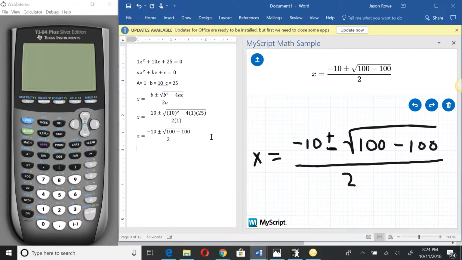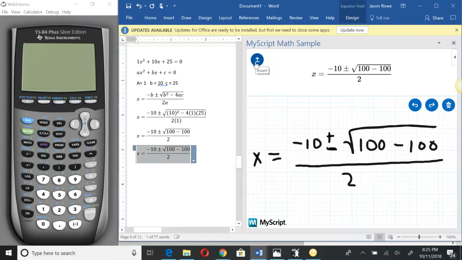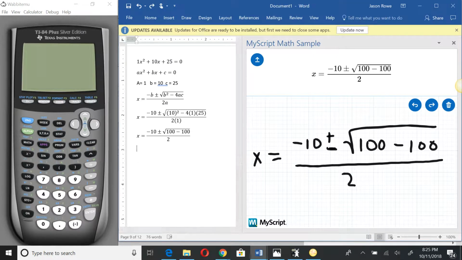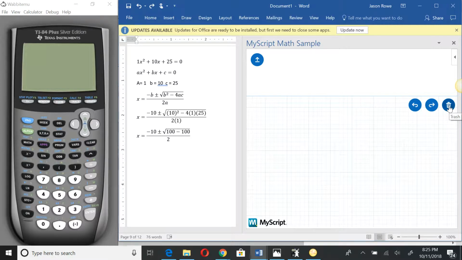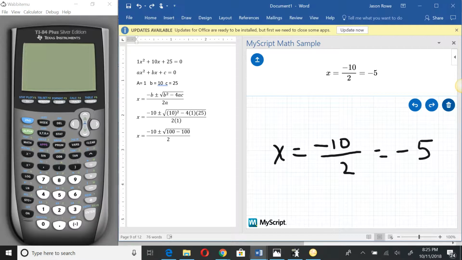And so what happens in the radical? We got 100 minus 100, which is 0. So that's going to end up giving us x equals the opposite of 10. And then 0 just goes away, divided by 2. So that means this one has one answer, and it's negative 5. So there you go. That's how you apply the quadratic formula here.